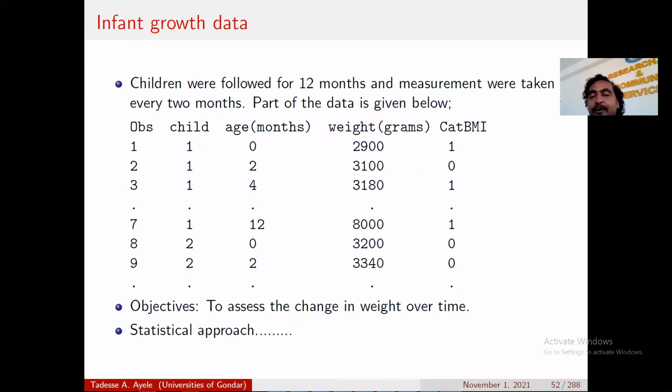The infant growth data set: the children were followed for 12 months and measurements were taken every 2 months. Part of the data is given below. About 1000 children were followed for one year, and their weight was measured every 2 months. So the research question is to assess the change in weight over time. So the question is again, what would be the appropriate method of analysis?